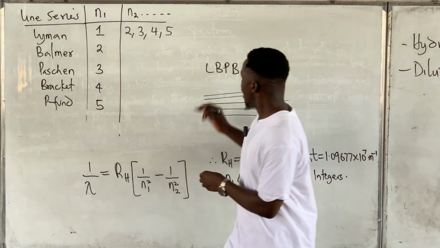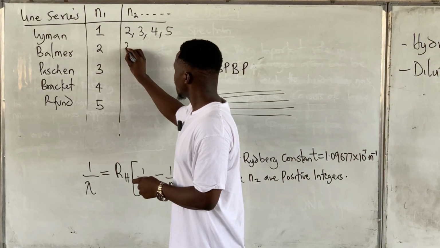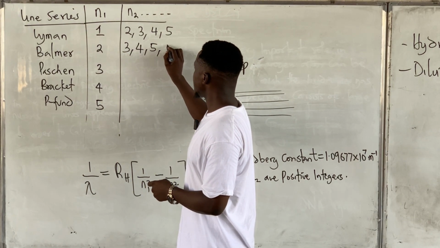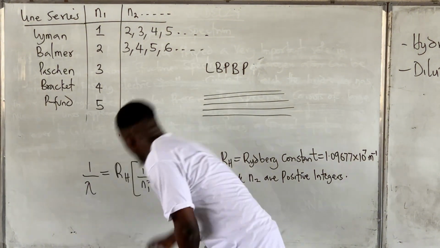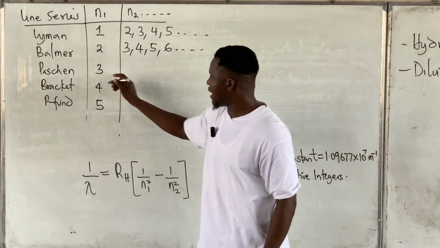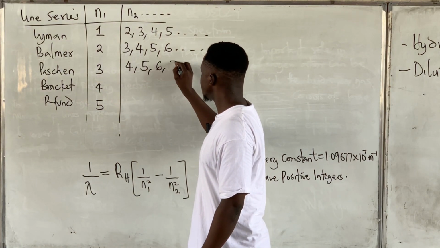5. Now, for Balmer series, what do you think will be the first line? 3. Second line will be what? Third line will be what? Fourth line will be what? This continues. For Paschen series, since N1 is equal to 3, first line for this guy will be what? Second line will be what?